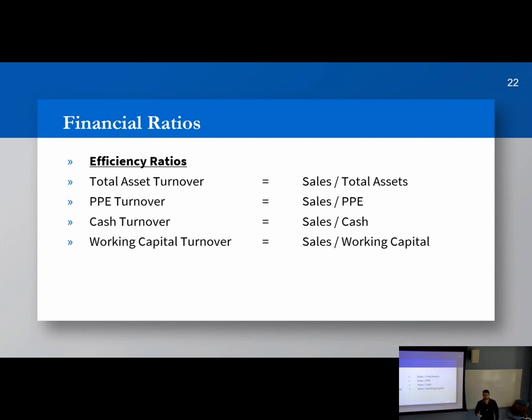So total asset turnover is looking at the total amount of assets that the company needs in order to produce $1 in sales. Similarly, property, plant, and equipment: how much property, plant, and equipment do you need in order to produce each $1 of revenue?